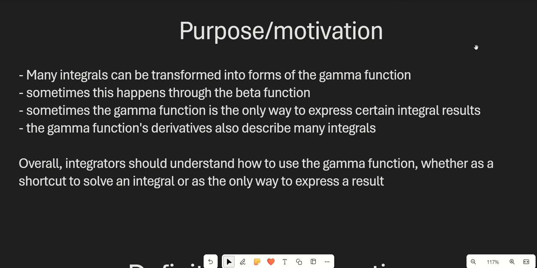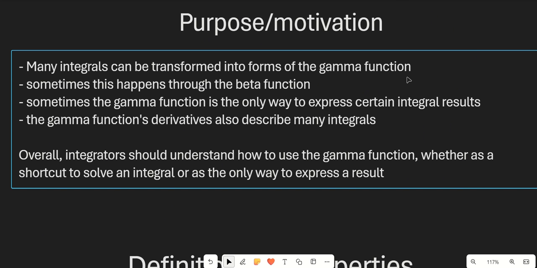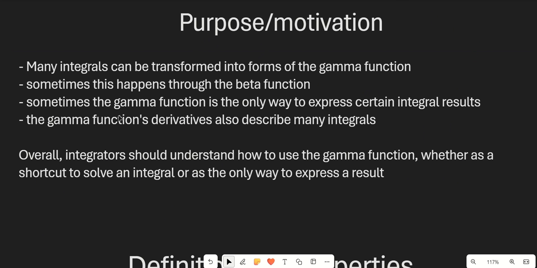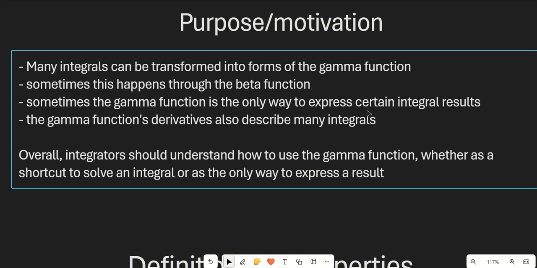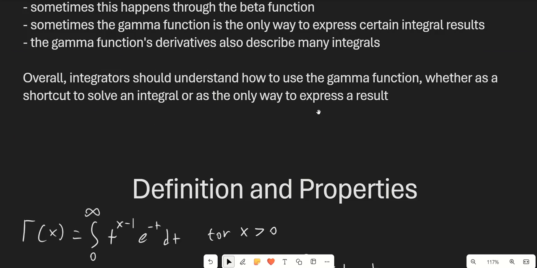So the purpose here is basically a lot of integrals can be transformed into forms of the gamma function. Sometimes this happens through the beta function, and very often the gamma function will be the only way to express certain integral results. So rather than having a closed form answer, we'll have to express certain answers in terms of the gamma function. Its derivatives also describe many integrals. So overall, integrators should understand how to use the gamma function, whether as a shortcut to solve an integral or as the only way to express a result.